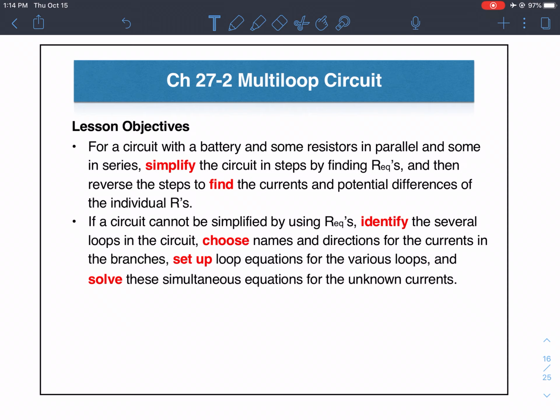And if a circuit cannot be simplified by using equivalent resistances, we will identify the several loops in the circuit and choose names and directions for the currents in the branches, and we'll set up loop equations for various loops and then solve these simultaneous equations for the unknown currents, or anything unknown really. So this is going to be the KVL part here, and KCL as well, because we will be using junction rules, but mostly KVL. And this is the way that we will be doing the equivalent resistance way.